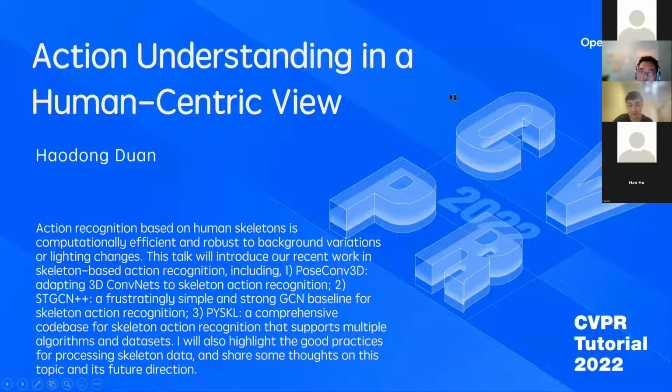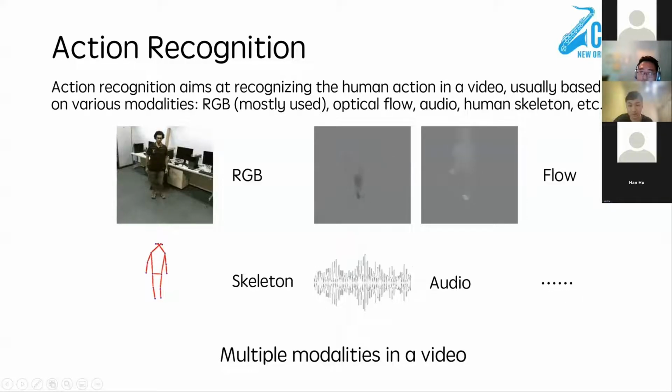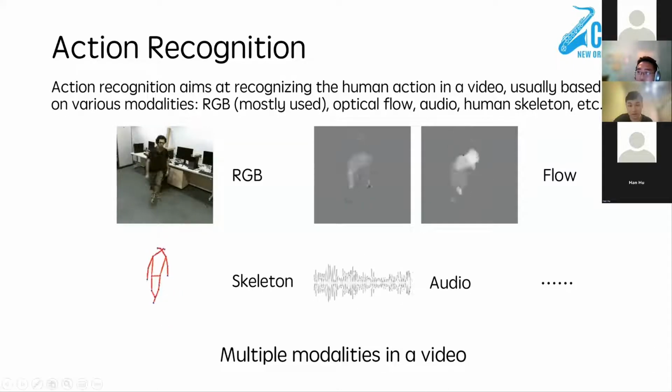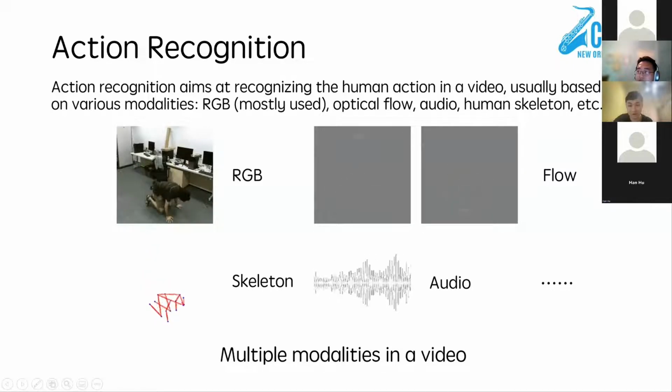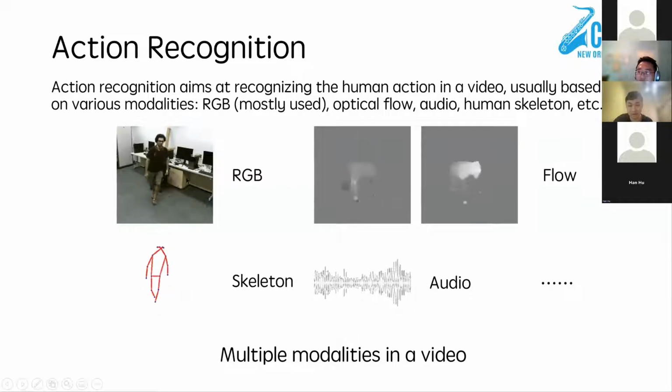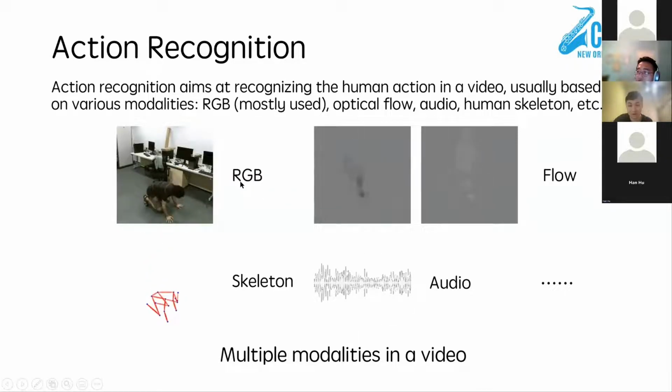Okay, let's first look at the definition of action recognition. Action recognition aims at recognizing the human action in a video. Compared to images, videos have an additional temporal dimension, thus they have rich modalities. Here we demonstrate 4 modalities in videos: the RGB frames, optical flow, skeleton, and audio.